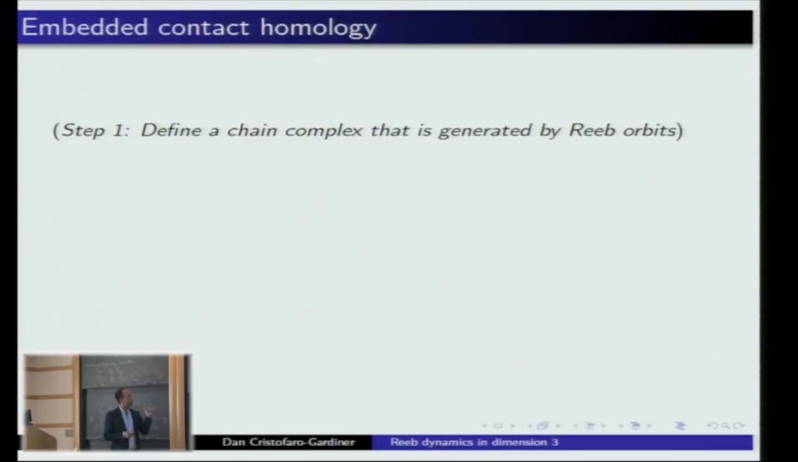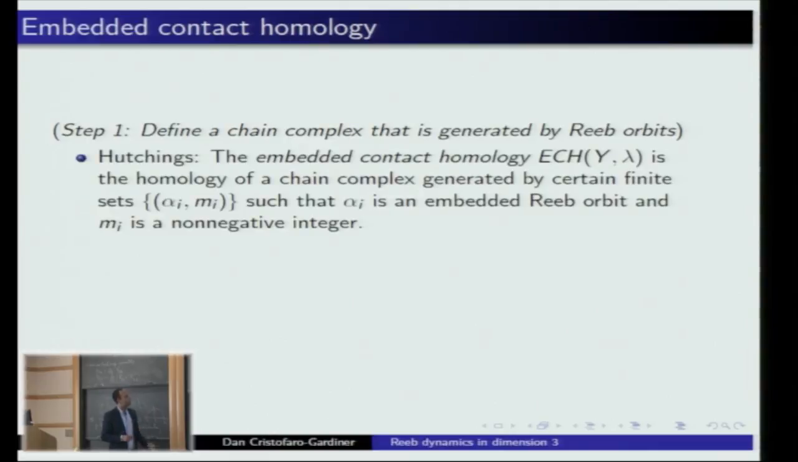But I'm going to talk about an idea due to Michael Hutchings, which is embedded contact homology. So this is the homology of a chain complex generated by certain finite sets of embedded Reeb orbits together with non-negative integers. So you want to think of this non-negative integer as roughly a covering multiplicity. The Reeb orbit here is embedded, but if you're on an orbit, then you can go around multiple times, and that's roughly what this non-negative integer is measuring.